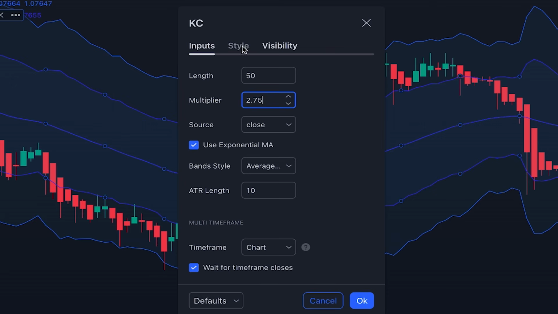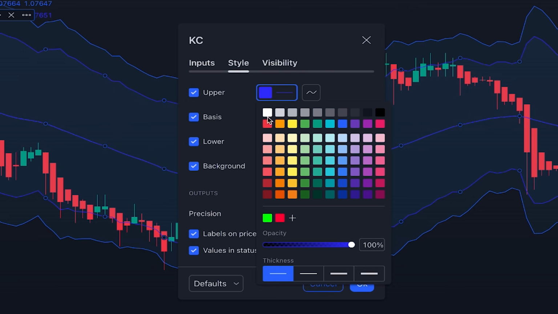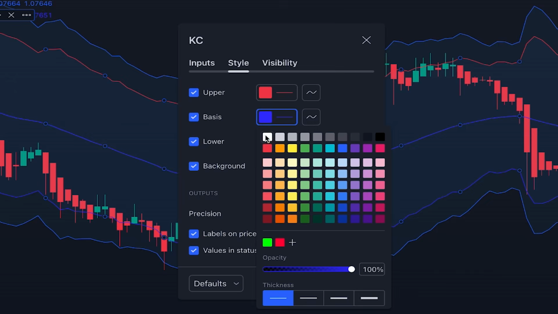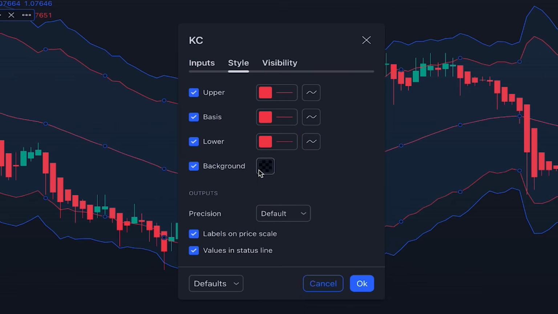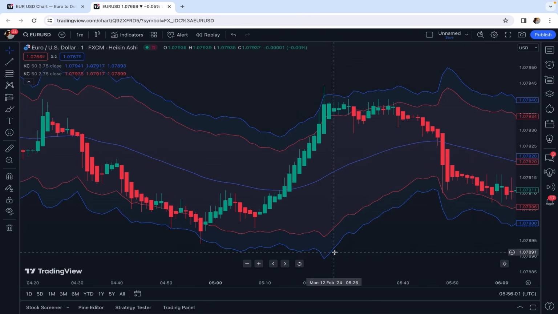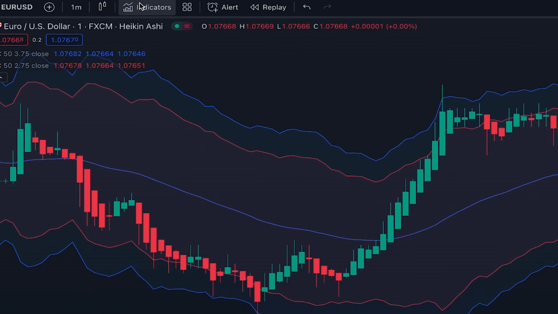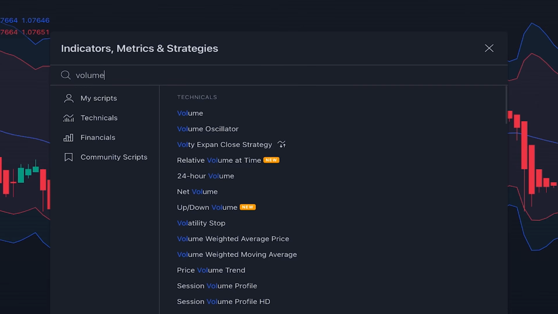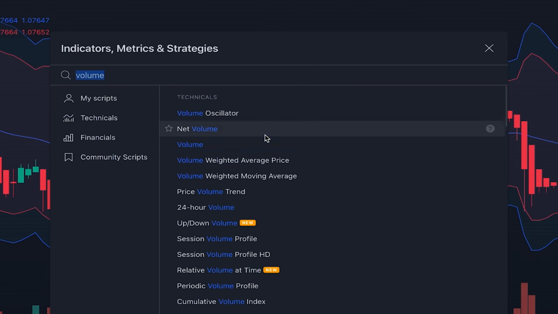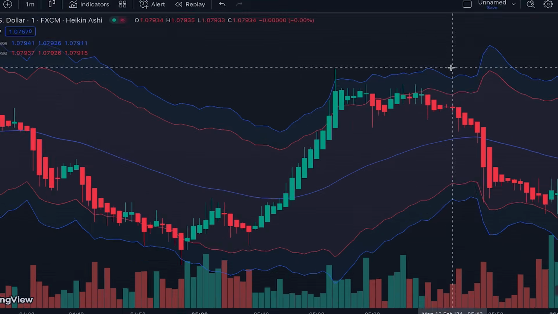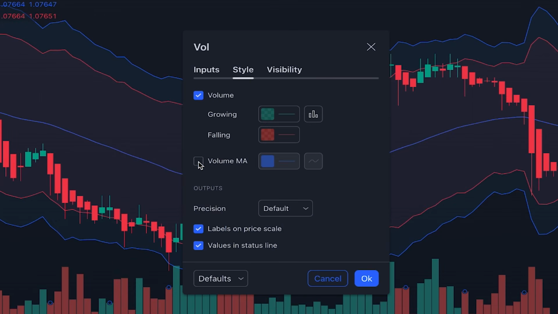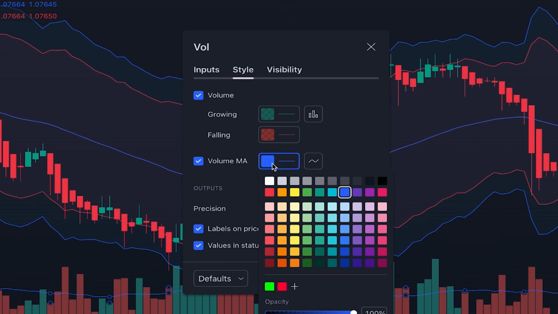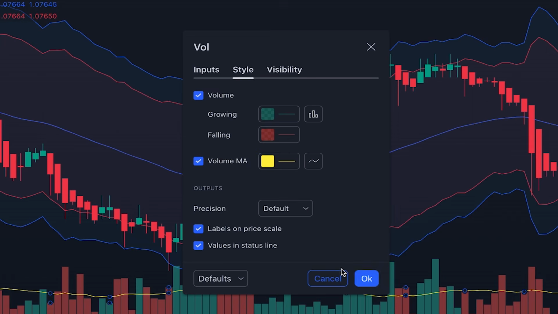And then we go to the style tab and we change all these colors to red. Alright, this is also done, and now we need to add volume indicator. So here we click on indicators and we search volume. We add this one, the simple volume indicator, and we go to the settings of this volume indicator, and here in the style tab we add volume moving average, and let's change the color to yellow so it will be more clear on our chart.